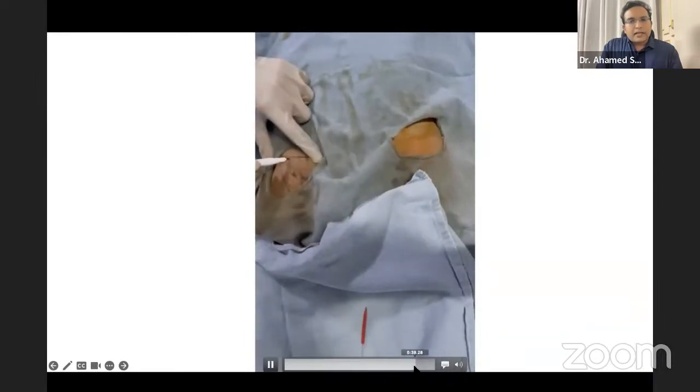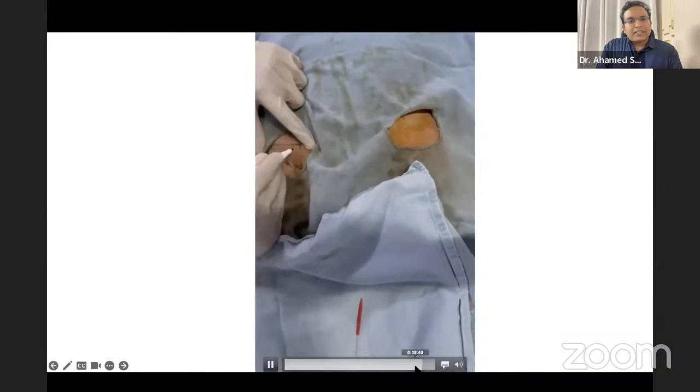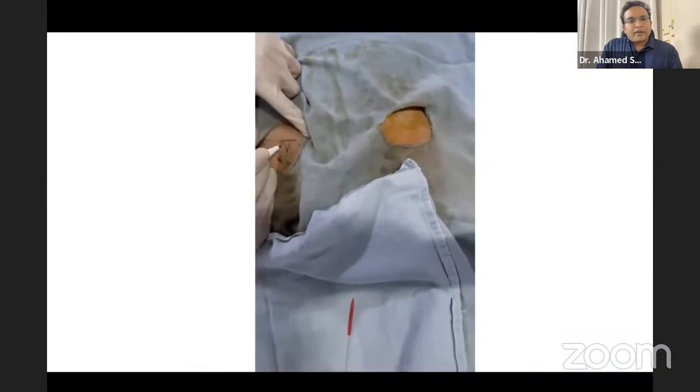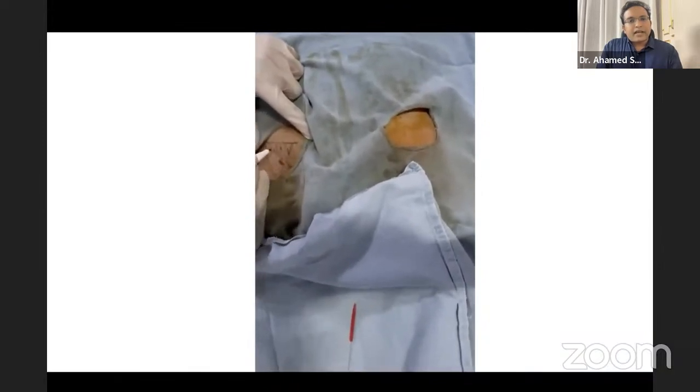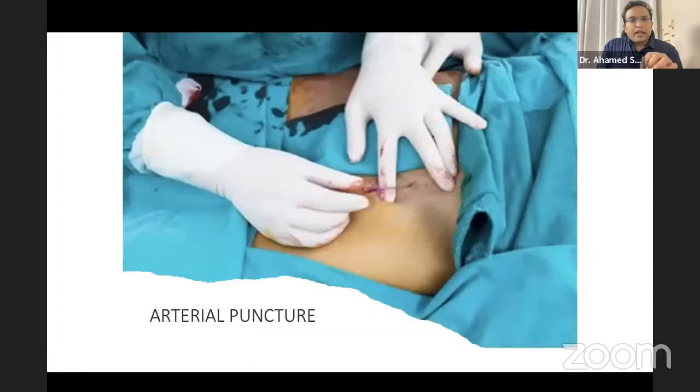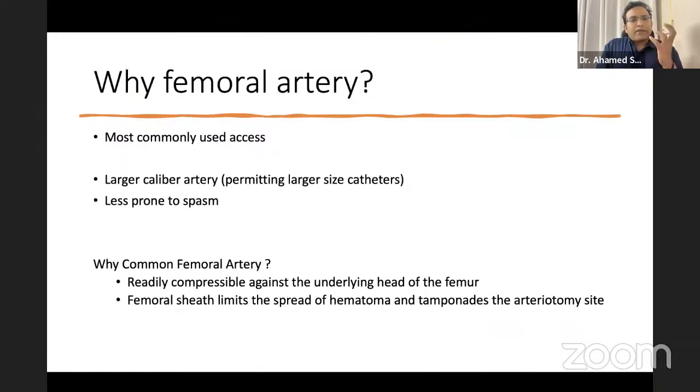So if you now have the surface marking of the femoral sheath, it will be vein, V for vein, A for artery, and nerve in that order. Regarding the arterial puncture, why do we prefer the femoral artery and why is it the most commonly used access? Previously, I had discussed it was actually the carotid route and the other routes which were done prior.